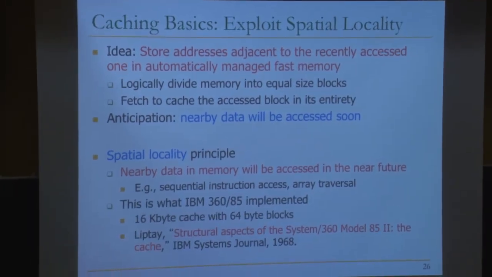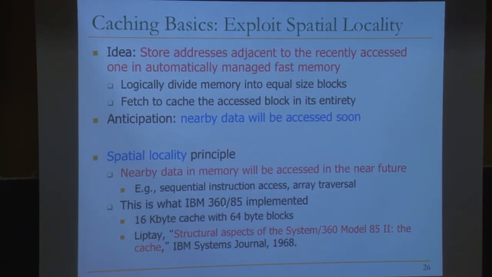And this is actually discussed in one of the earlier cache papers, on the IBM 360/85. This is something I did not assign you. But basically, the 360/85 had a 16 kilobyte cache with 64 byte blocks to exploit spatial locality. Why? A lot of the programs that were run on it were array-based. They figured out that you get very good spatial locality. Whenever you access an element, later on you're going to need the next 10 elements. So why not have a cache that keeps all of those elements?